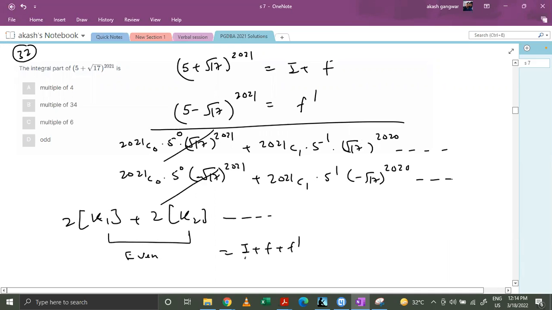Now see, this one is an integer. So this one has to be an integer. The summation of these two has to be an integer. So f plus f dash should be an integer. But what should be the value? We know that any fractional number is greater than 0 and less than 1. So basically, this summation can only take the integral value of 1. It cannot take 2, it cannot take any other value. It can take only 1. So basically, this should be 1. If this is 1 and this is even, so I should be odd. So that way, the option is correct.